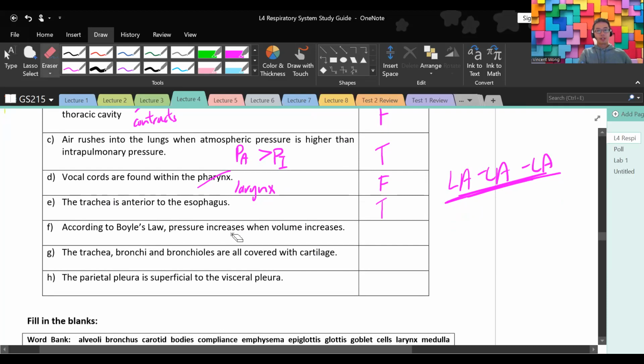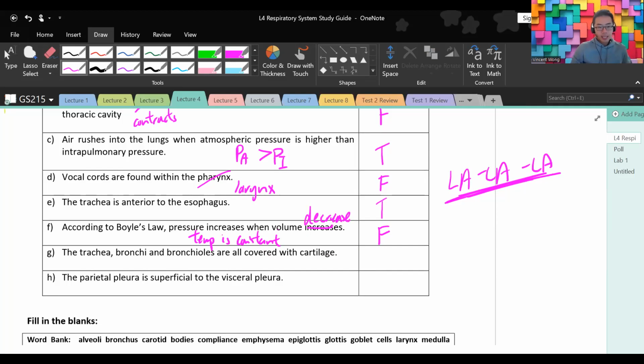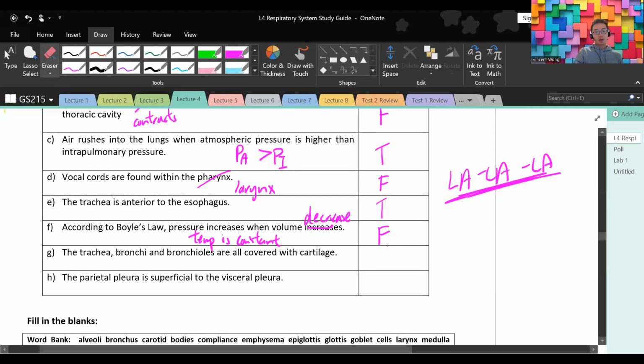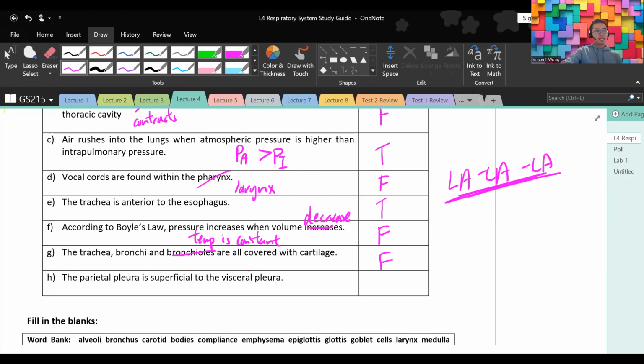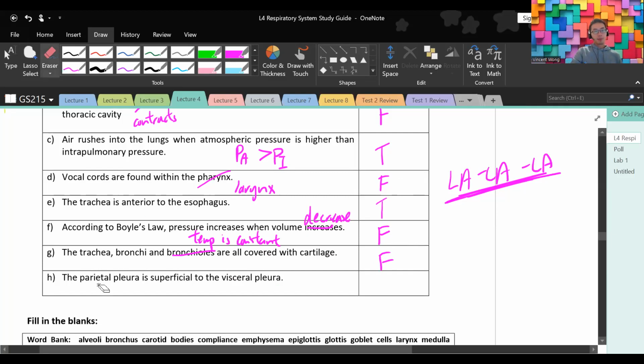According to Boyle's law, pressure increases when volume increases. That is not true. According to Boyle's law, pressure increases when volume decreases, and also temperature is constant. The trachea, the bronchi, and the bronchioles are all covered with cartilage. That is false. No cartilage for the bronchioles. That's why they could collapse. That's why it's a danger during an asthma attack. The parietal pleura is superficial to the visceral pleura. That is true. It's outside of it, right?